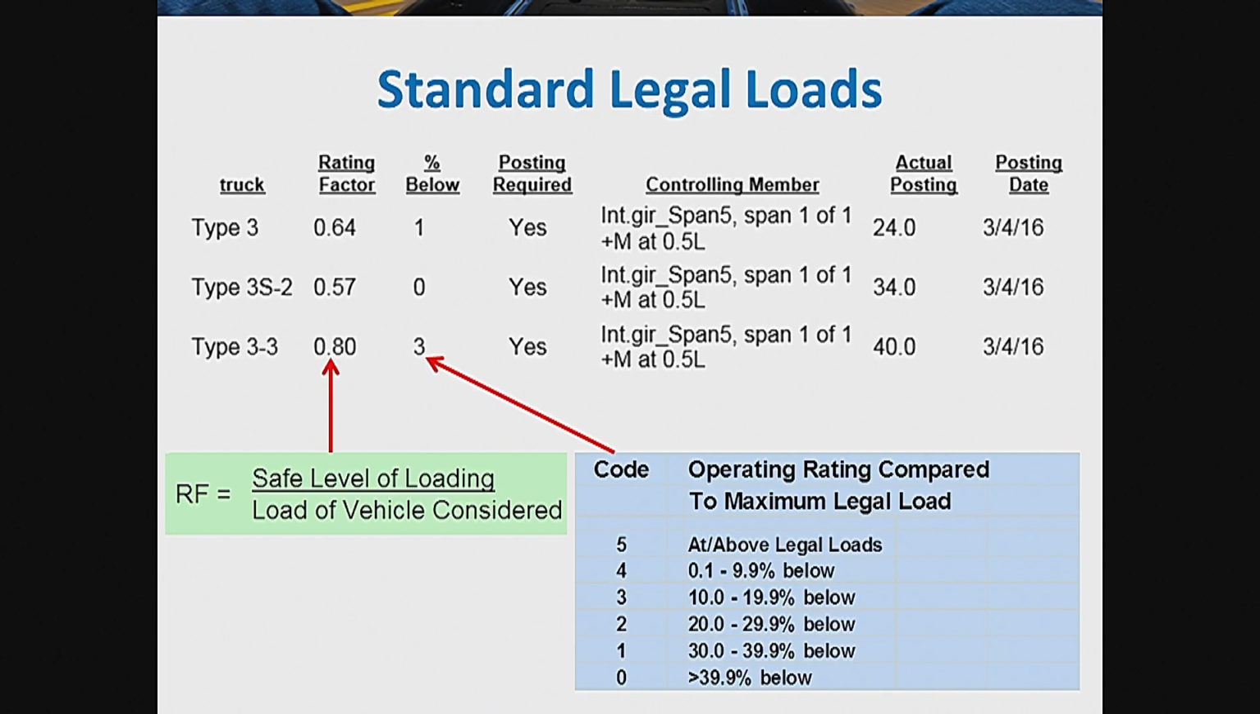So here we have the standard legal loads, and we've got the rating factor we talked about before, the safe level of loading divided by the load of the vehicle considered, and then there's the code involved there. This says postings required, and then also talks a little bit about what the controlling member is. This one looks like interior girder in span 5, and it's positive moment in midsection.